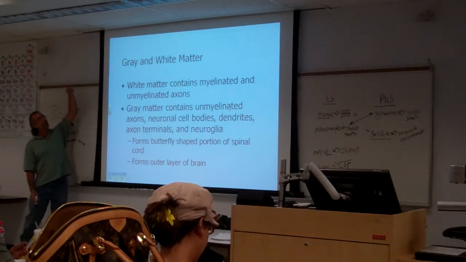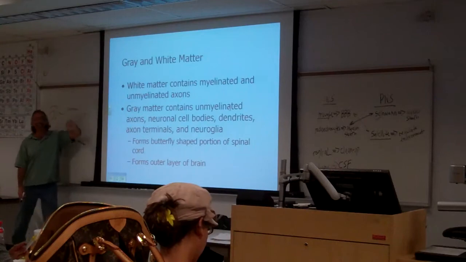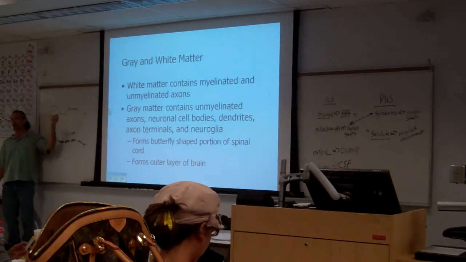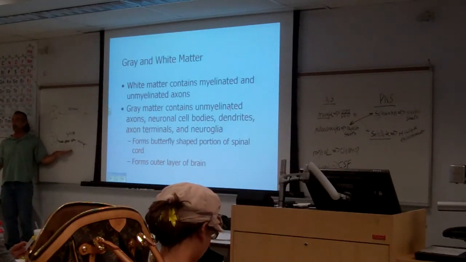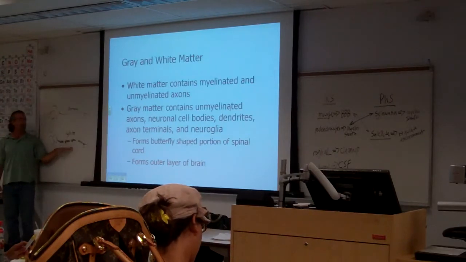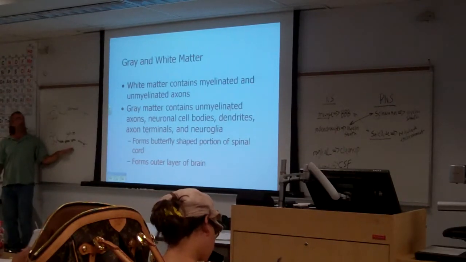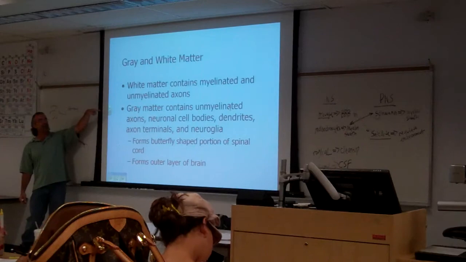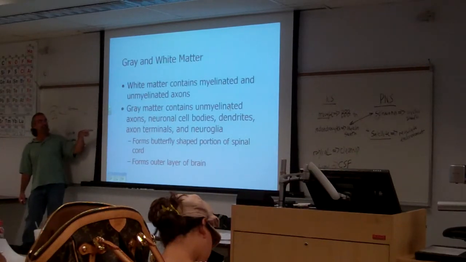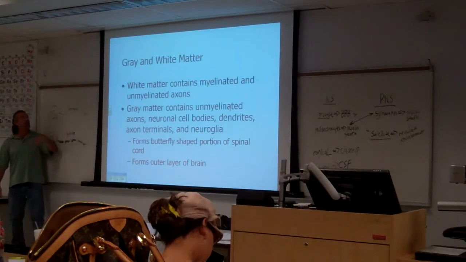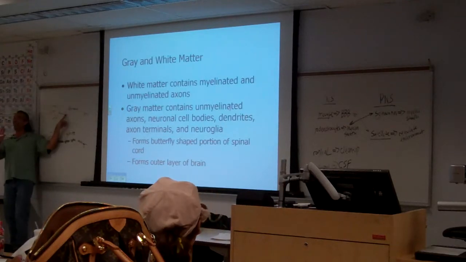All right, so it says white matter contains myelinated and some unmyelinated axons, but they're mostly myelinated, so I'm going with this. We're going to learn it that way, that myelinated goes with white. Now my gray matter contains unmyelinated axons, cell bodies, dendrites, whatever's there. So those are definitely just gray, unmyelinated.